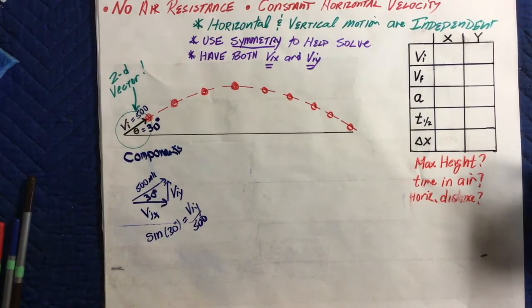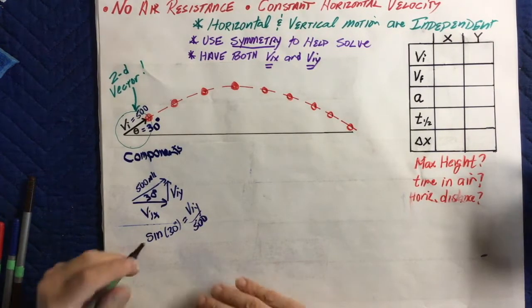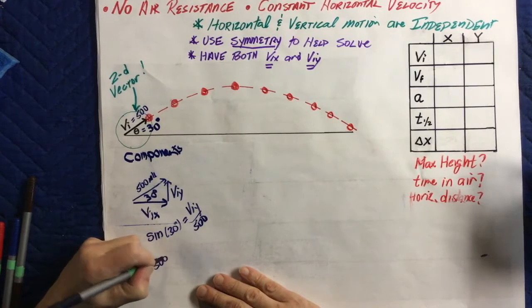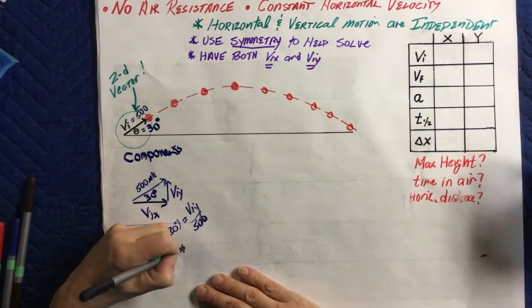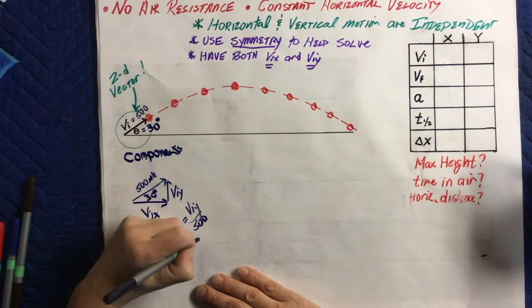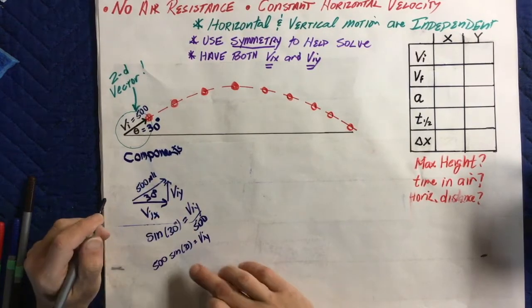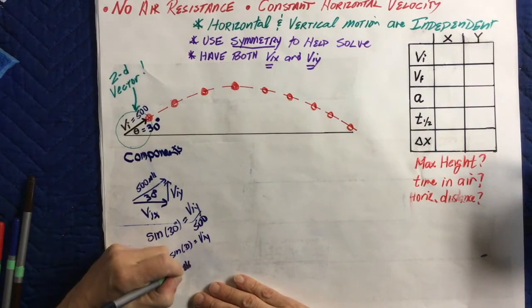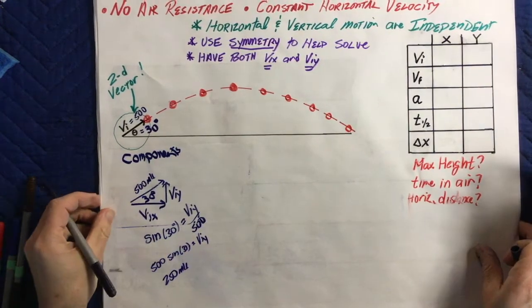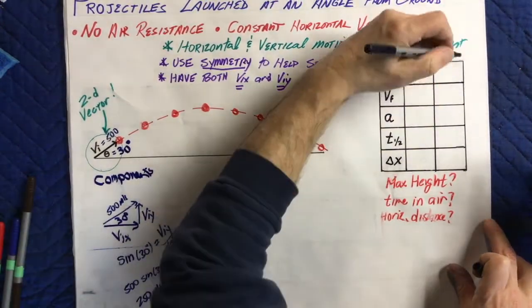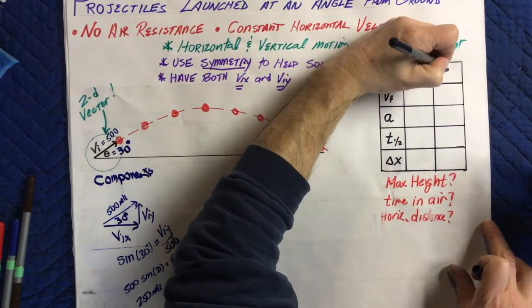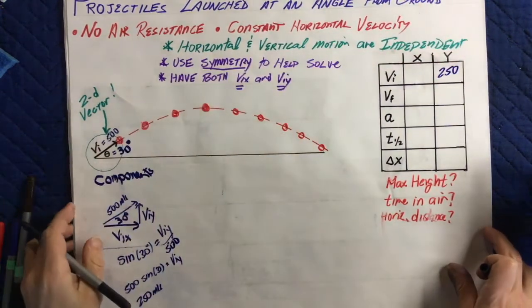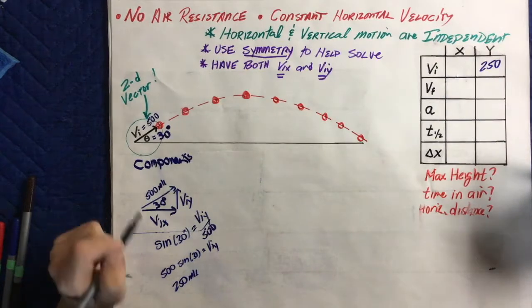That's going to give me what the initial vertical velocity is. So again, 500 times the sine of 30 is going to be your initial VIY. Sine of 30 is a half, so you're going to be going 250 meters a second vertically. So I'm going to come back over here, and my VIY is 250.